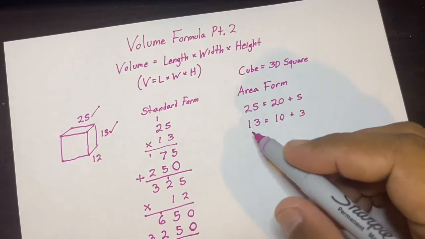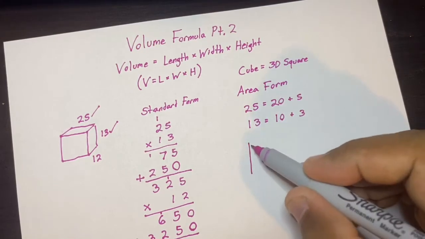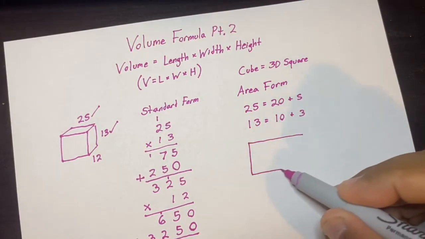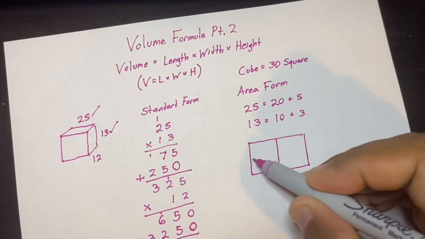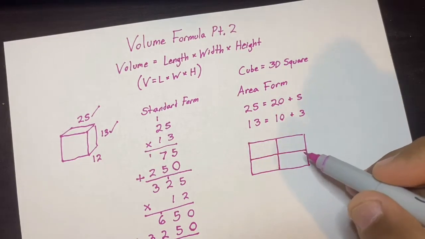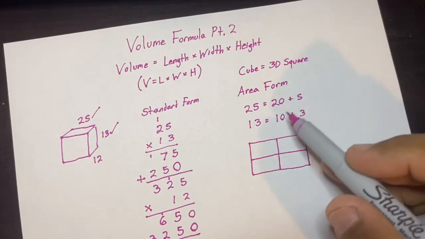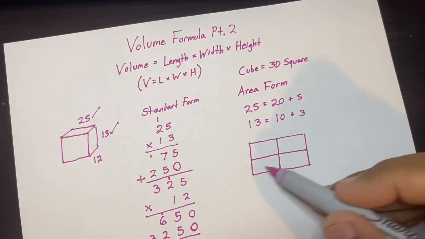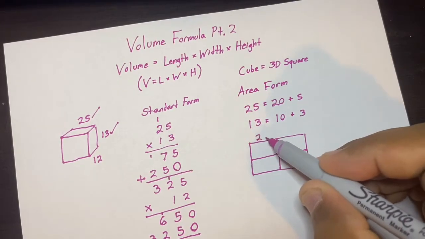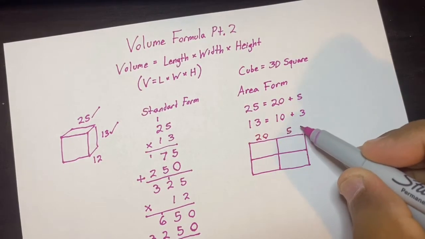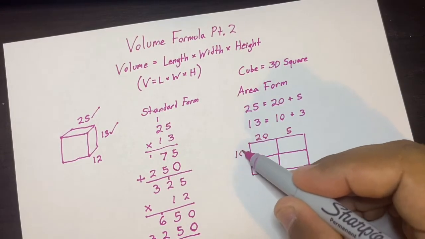Perfect. So the area form requires us to use a square. It is a longer process, but it does help the kids understand it better. The reason why we broke this square down into 4 parts is because there are 4 numbers. So for the top, let's put 20 and 5. And in the bottom, we'll do 10 and 3.